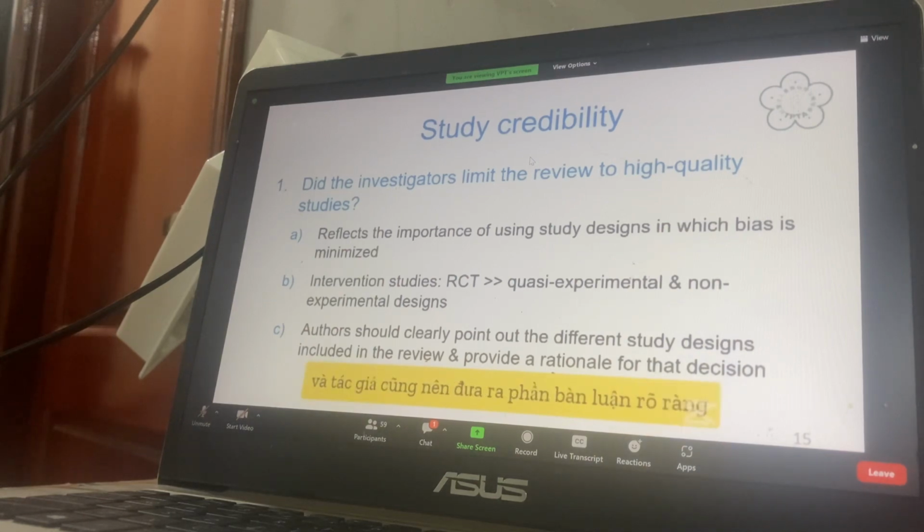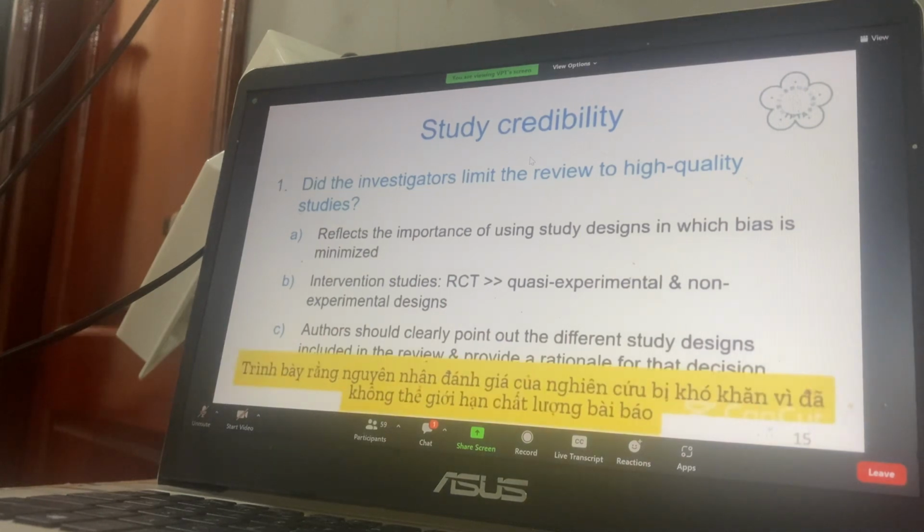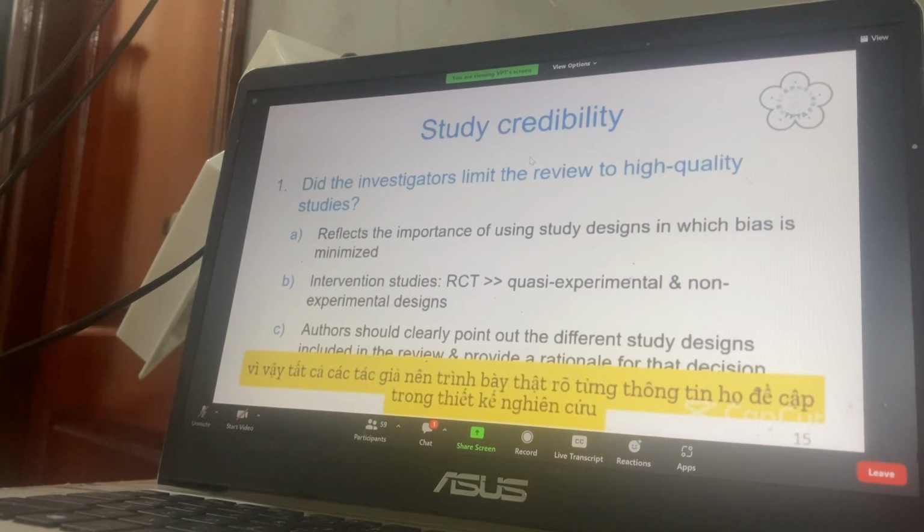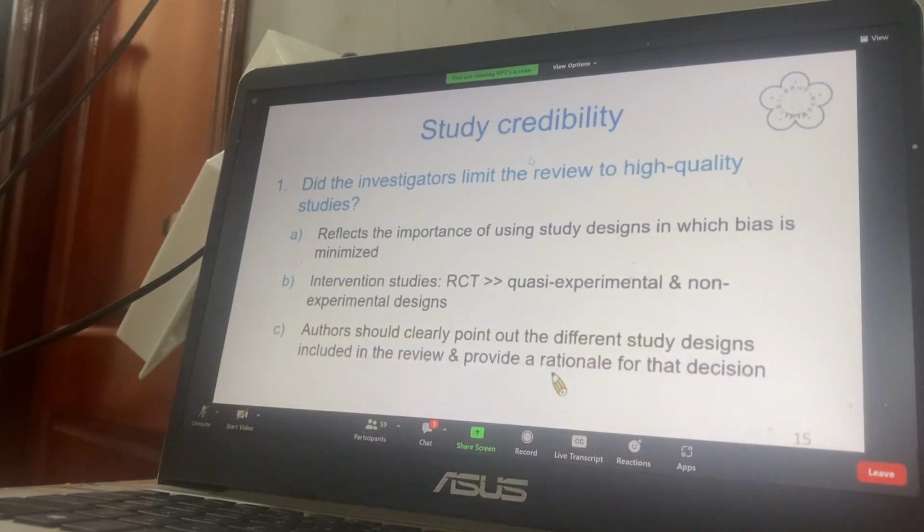And the author should also clearly reveal in their discussion that the result of their review may be limited by not limiting their review to high quality studies. So all the author needs to do is to clearly reveal every piece of information that they want to disclose within the study design.